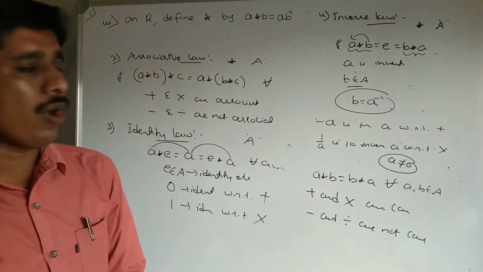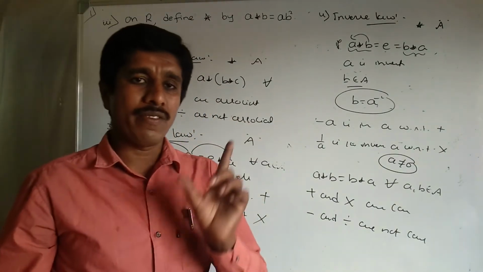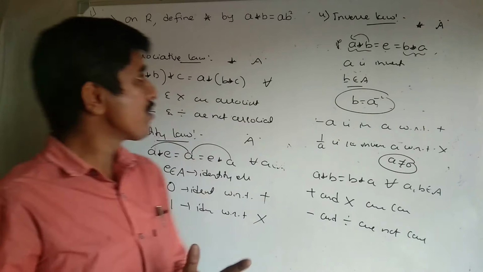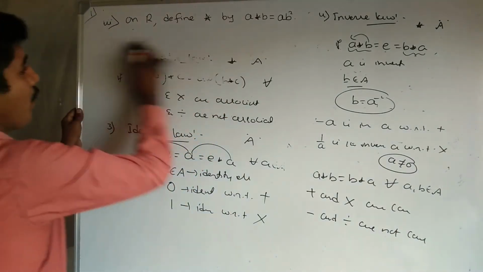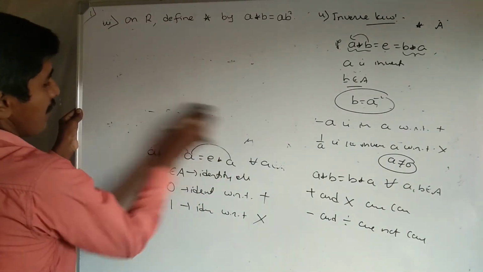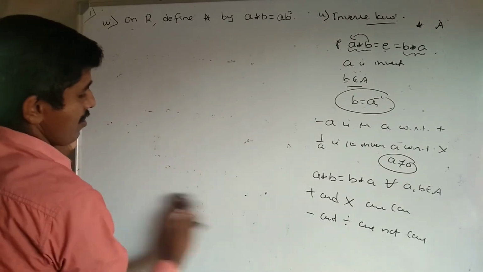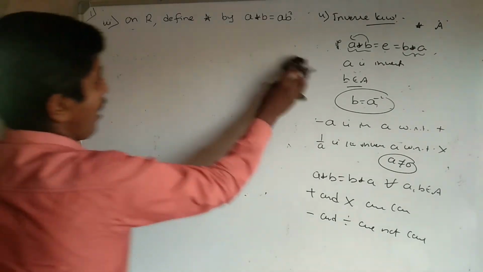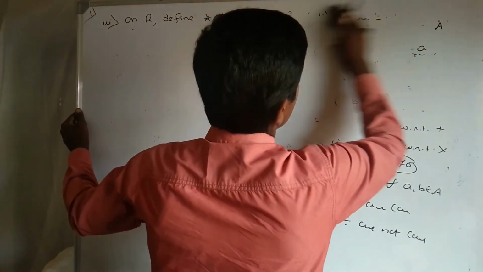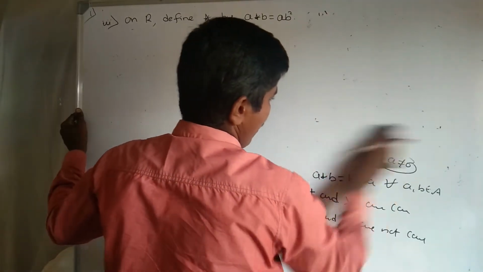Now we go to the problem. In the last class we did two problems. First problem, two sub problems. Now we go to the third problem, a sub problem. Your problem is to verify whether star is a binary operation or not. If not, give reason.